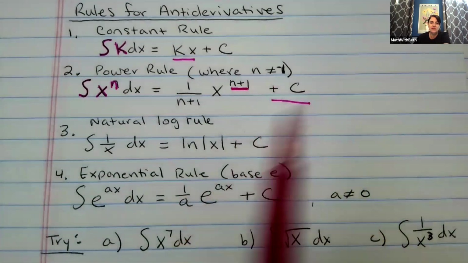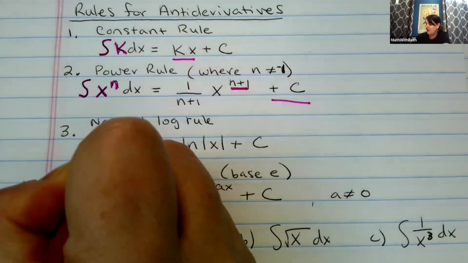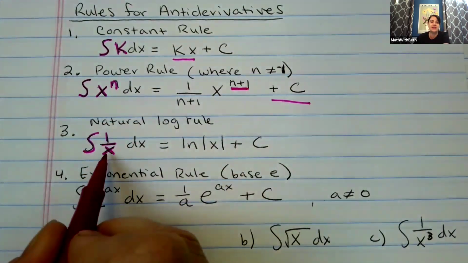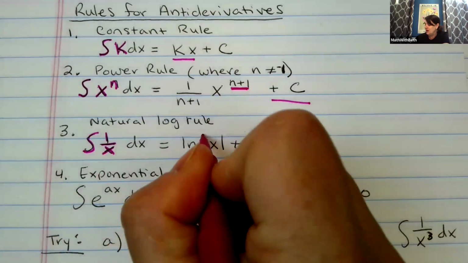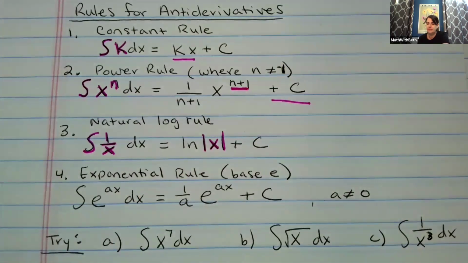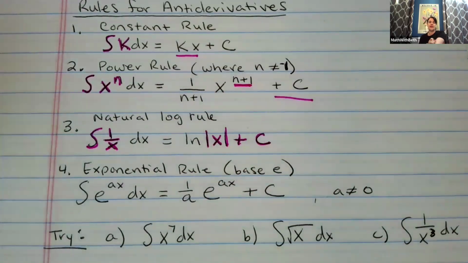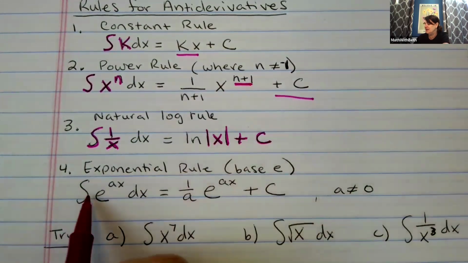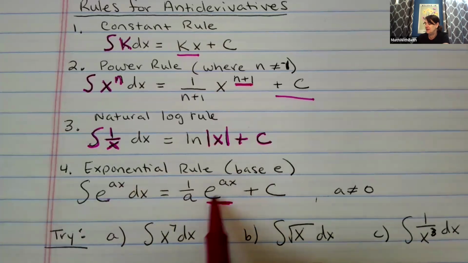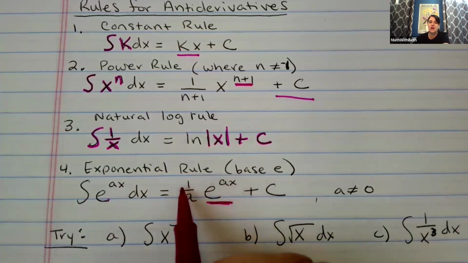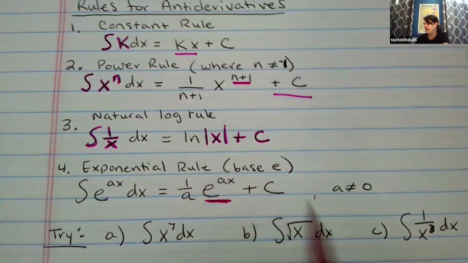For natural logs, if you're doing the antiderivative of 1 over x, which is the same thing as x to the -1 power, it turns into ln of the absolute value of x, plus c. And then finally, an exponential. If you're trying to do the antiderivative of e to a power, it's going to still be e to that same power, but the extra step is 1 over the derivative of that power, plus c.